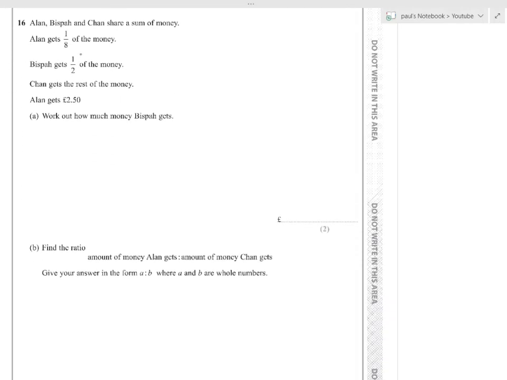Alan, Bisaf and Chan share a sum of money. Alan gets 1/8 of the money, Bisaf gets half the money, Chan gets the rest of the money. Alan gets £2.50. Work out how much money Bisaf gets. Well, if Alan gets £2.50, the whole of the money is £2.50 times 8. So £2.50 times 8 is £20. So Bisaf gets half of that. So he should get £10, I reckon.